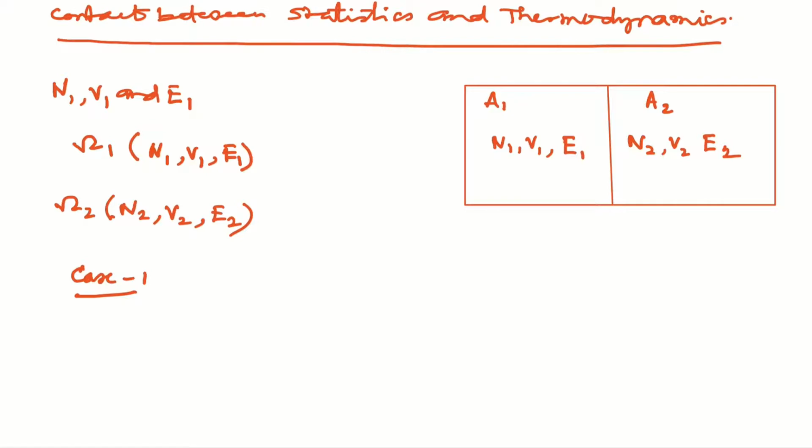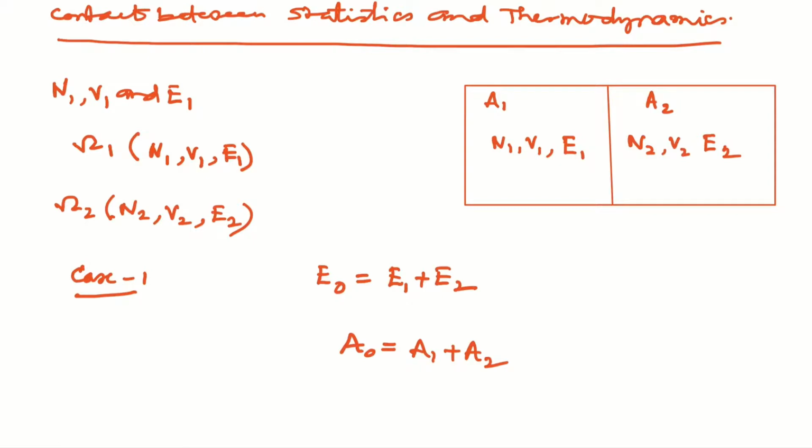Of course, total energy remains fixed, but E1 and E2 shall vary such that the total energy, let's say E naught, is equal to E1 plus E2. Let's denote the composite system A naught by A1 plus A2. To make things simpler, we neglect any interaction energy between the systems A1 and A2.